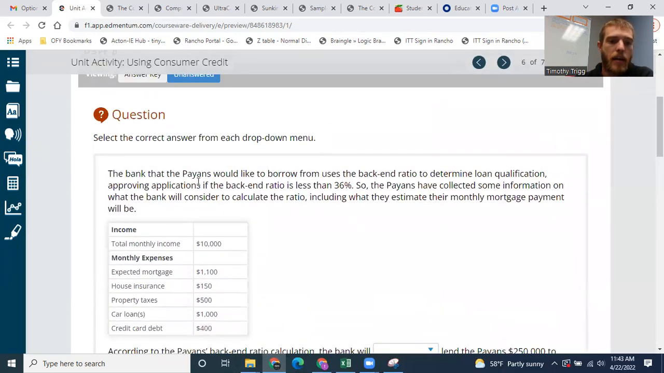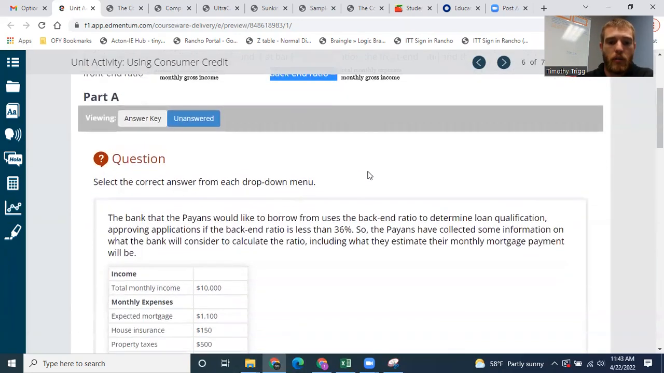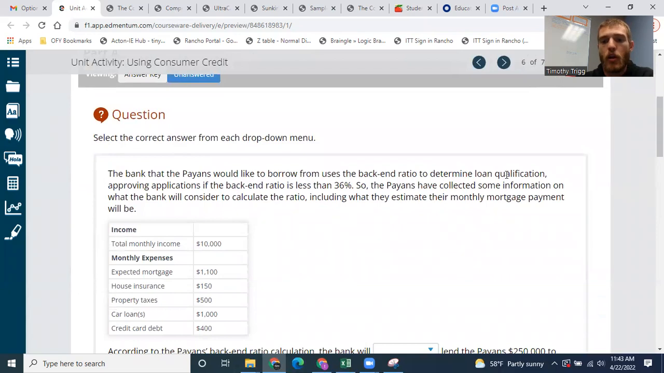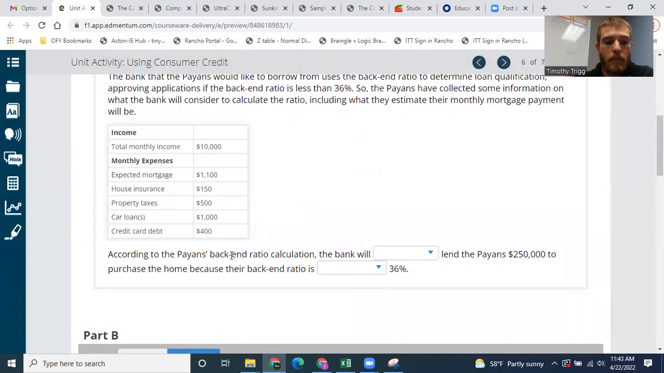The bank that the Pyans would like to borrow from uses a back-end ratio. So they use this ratio to determine loan qualification, approving applications if the back-end ratio is less than 36%. The Pyans have collected some information on what the bank will consider to calculate the ratio, including what they estimate their monthly mortgage payment will be. All right, so we want to figure out their back-end ratio calculation.